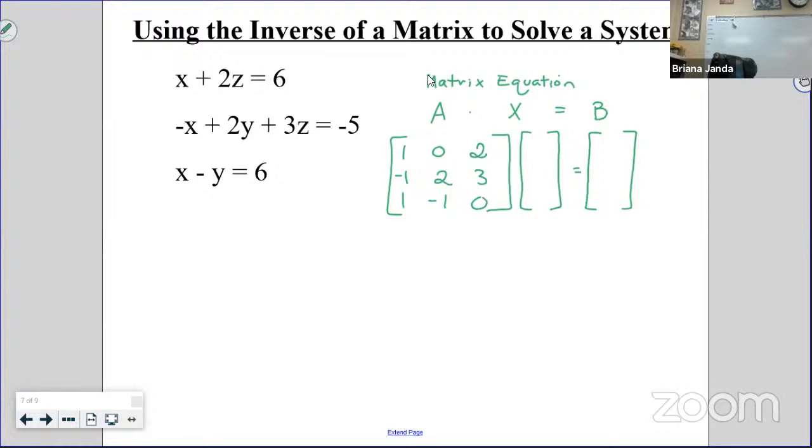The X matrix will be your three variables, X, Y, Z, because again, if I were to do this matrix multiplication, we'd get back to our equations. And the B matrix is our constants, 6, -5, 6. Questions so far? Solving this is where I want to go, and that is that I want to get X by itself. And to do that, we will take the inverse of matrix A times matrix B. Still good? Okay. Now we go to our calculators.